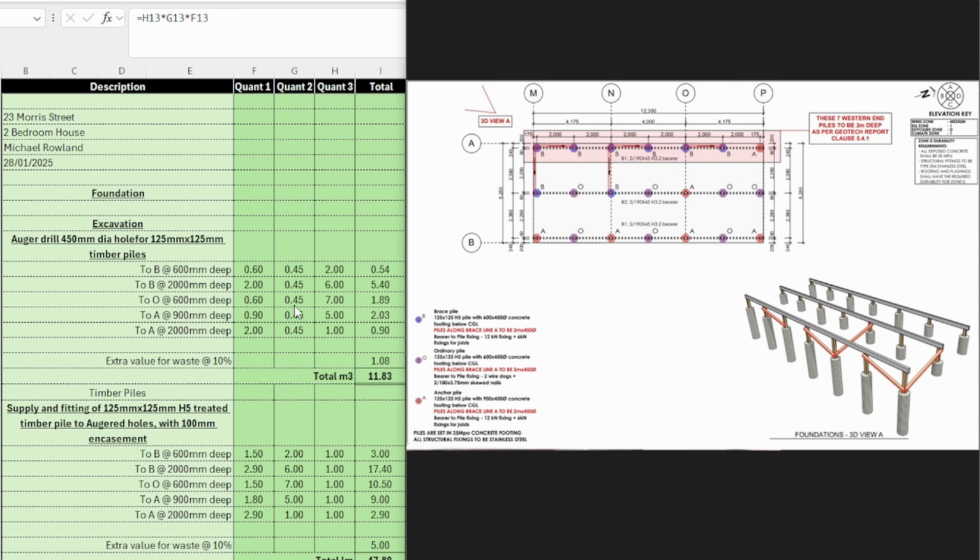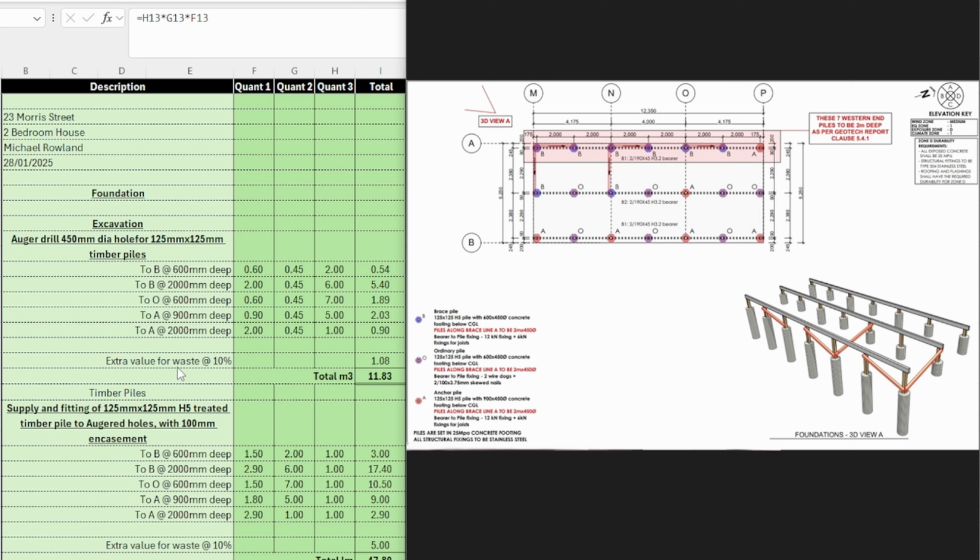So we've got 0.6 deep at 0.4 diameter times 7. With the anchor piles at 900 mil deep, we've got 1, 2, 3, 4, 5. So 0.9 times 0.45 times 5. And also with the anchor piles, we've got a 2 meter deep one, which we can see in this corner here. So this will be 2 meters times 0.45 times 1.